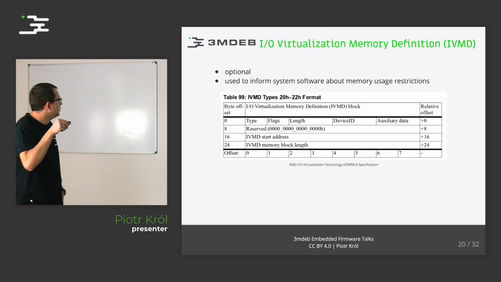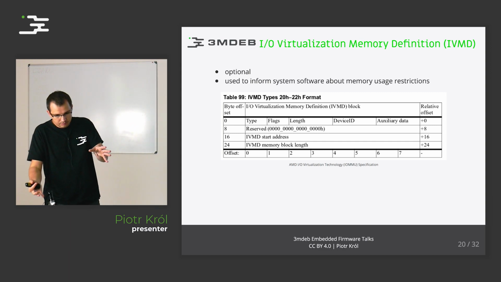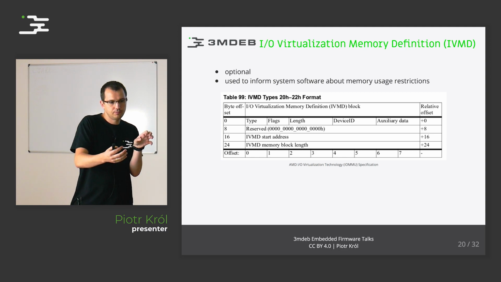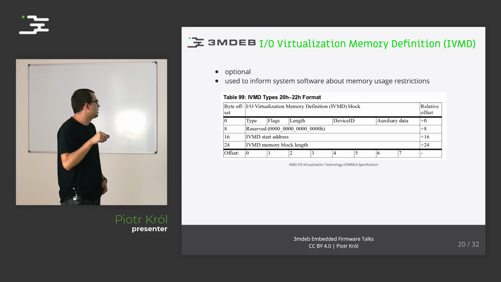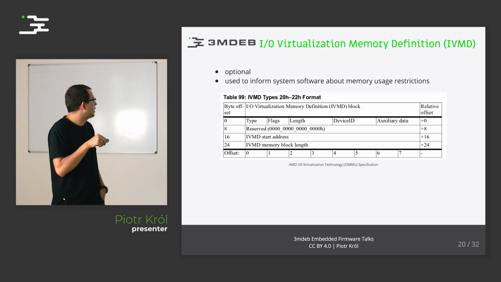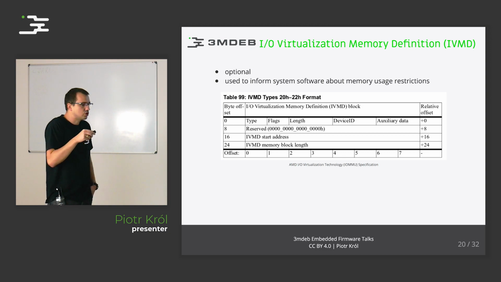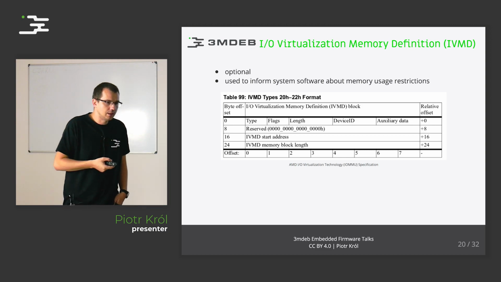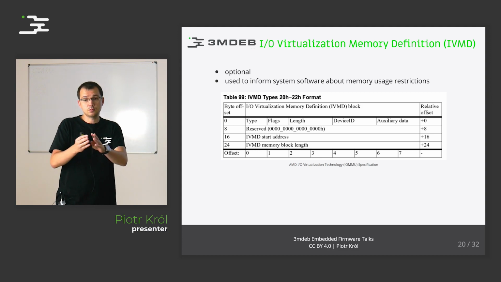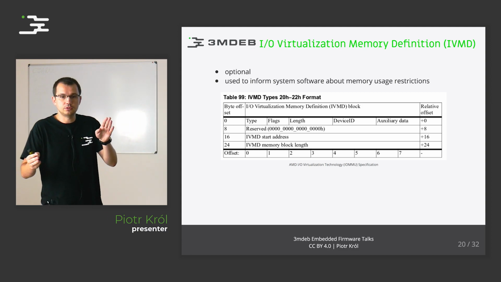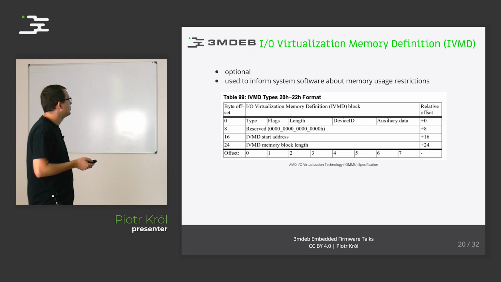Okay, the second type, instead of these device entries, we have memory entries, which just define some memory blocks which can have some restrictions. So we can say, okay, this block cannot be accessed, or we can say this block is accessed without any problem, without any permissions, and so on. So this kind of information.